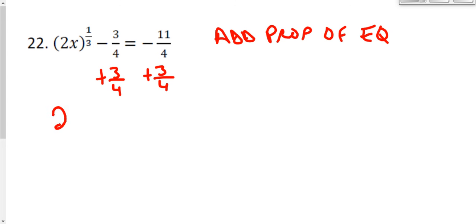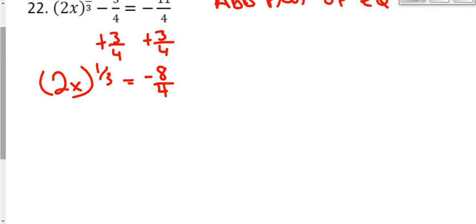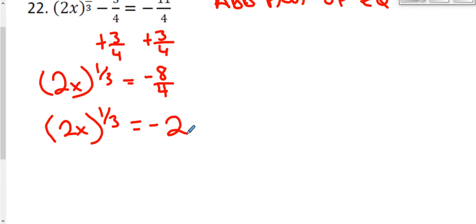We end up with 2x to the 1/3 power equals negative 11 plus 3, which is negative 8 over 4. And we can simplify that a little bit. That's not a property, but we can simplify 8 over 4. 2x to the 1/3 is negative 2.